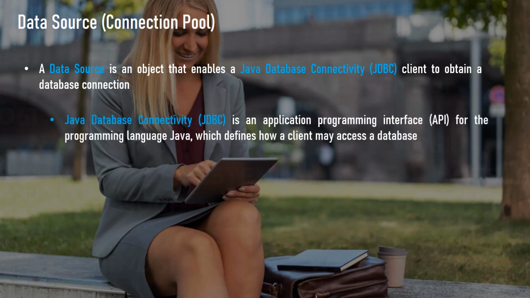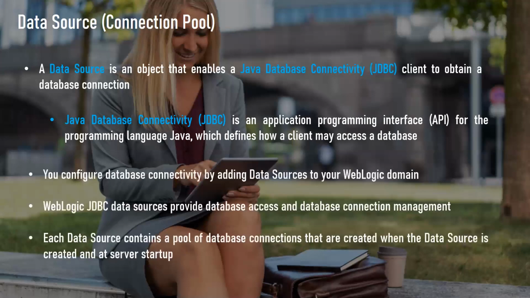When we talk about Java database connectivity, which is called JDBC, it is an application programming interface for the programming language Java, which defines how a client may access a database. So JDBC is a small piece of code specifically designed for Java-based applications to connect with the database. When you install an application server, it comes with some JDBC files, APIs in jar format, and that jar file is used by the application server to connect with the database.